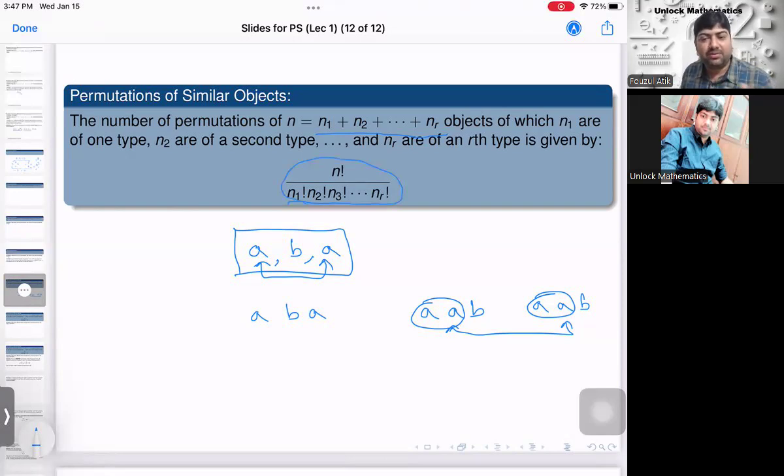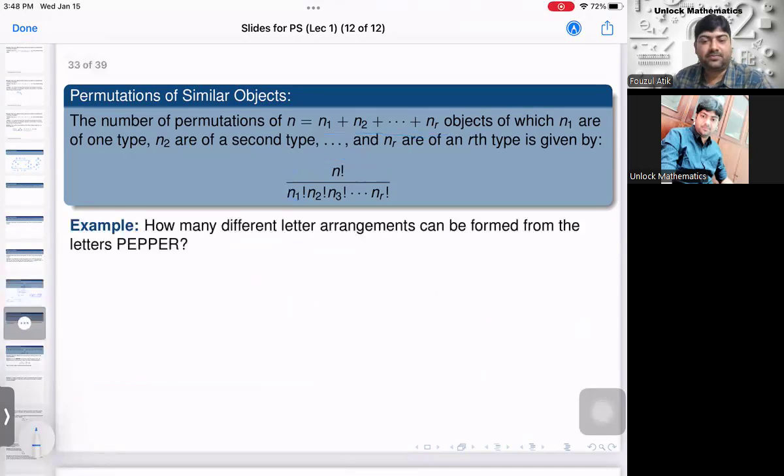Right? So you have n number of objects. Among them, n1 are of similar type, n2 are of second type, dot dot, nr objects are of similar type. So then how many different permutations are possible? It is n factorial divided by n1 factorial into n2 factorial dot dot dot up to nr factorial. We'll do a lot of examples. It will be very clear to you. Let me move to an example.